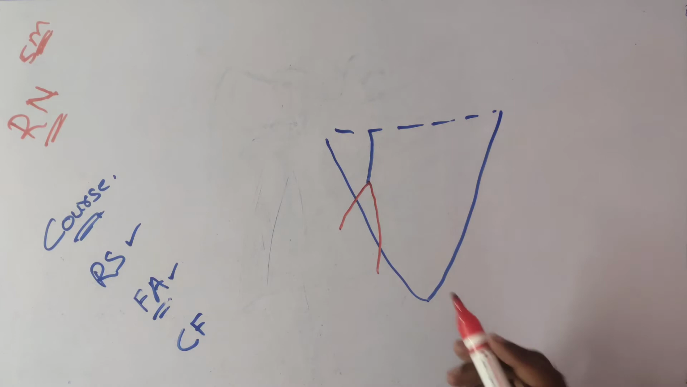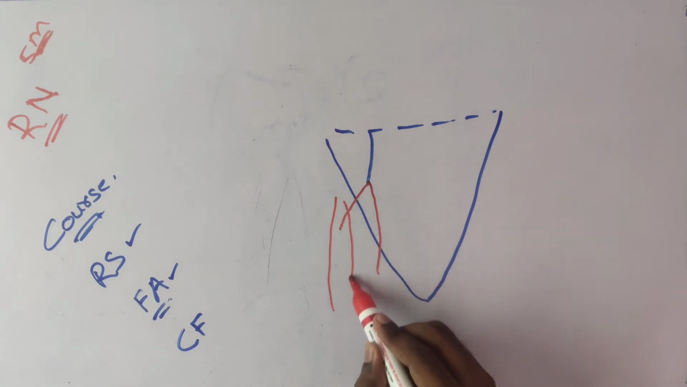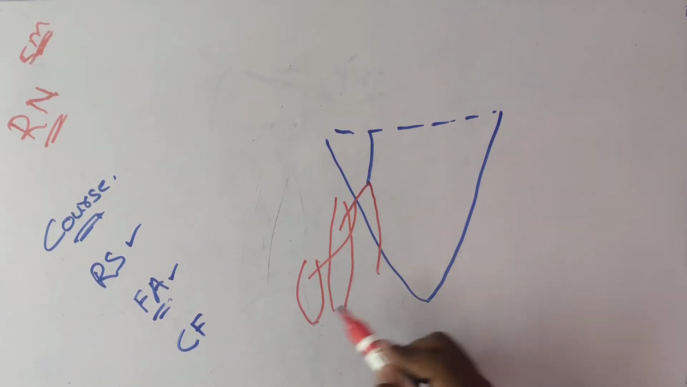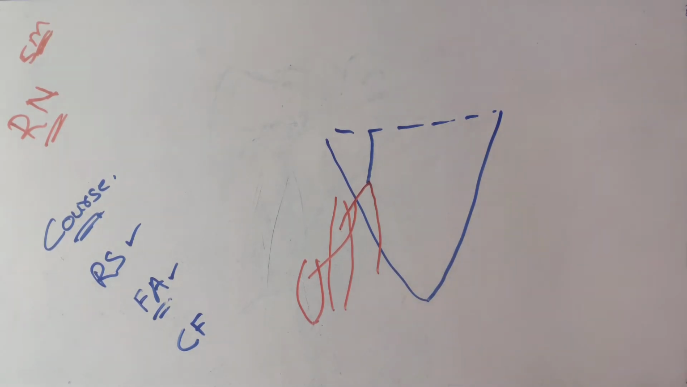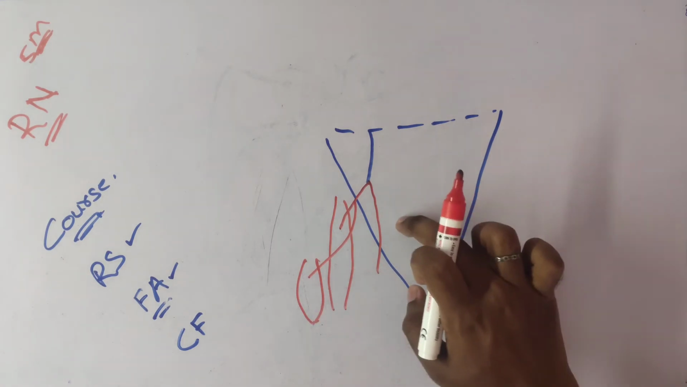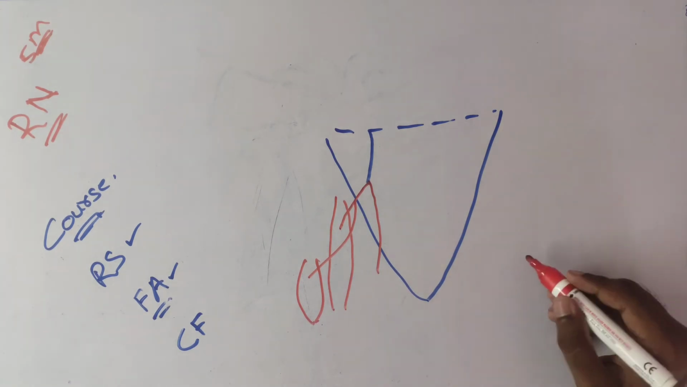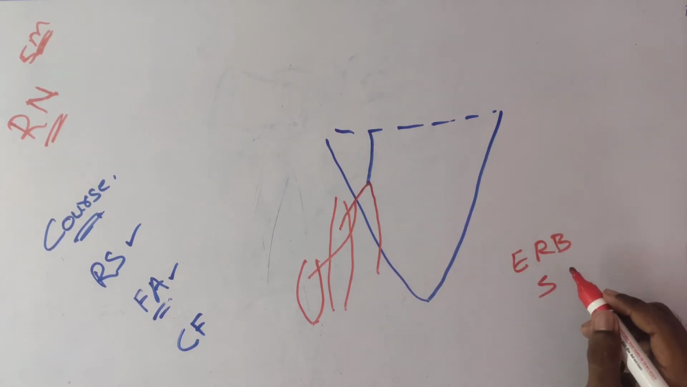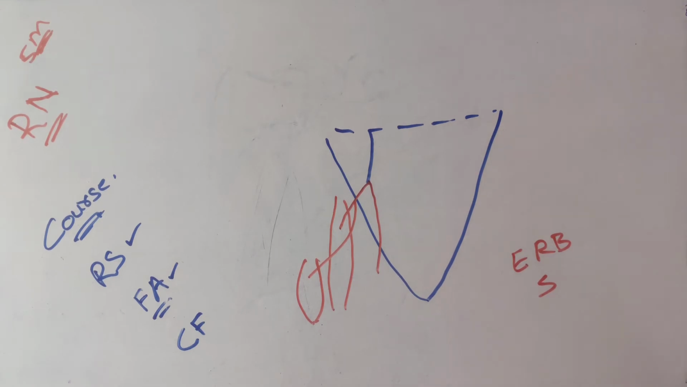Next, the deep branch supplies the extensor carpi radialis brevis muscle as well as the supinator muscle, and it courses between the two heads of the supinator muscle. It has two muscular branches. That means the deep branch at the region of the cubital fossa supplies two muscles. The first is extensor carpi radialis brevis, the second is the supinator muscle. These are the two deep branches. This is about the region of the cubital fossa.